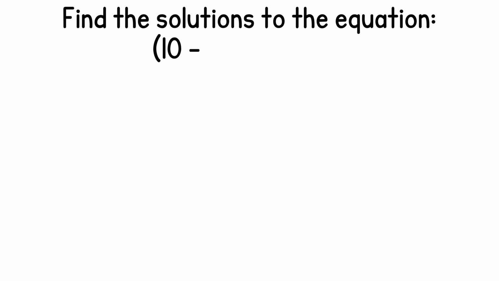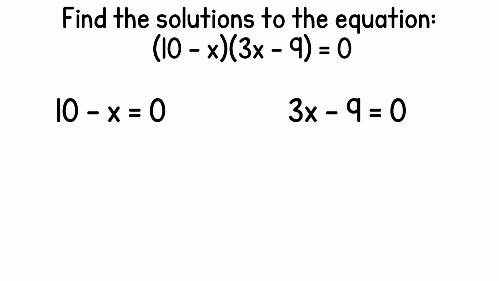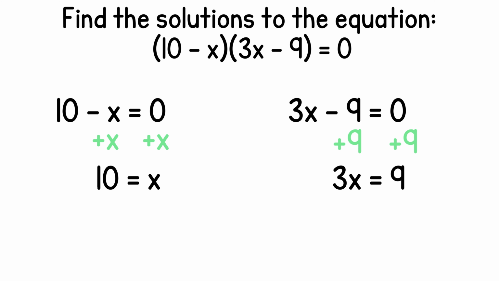Now we're going to find the solutions to this equation where (10 minus x) times (3x minus 9) equals 0. We'll set each parenthesis equal to 0 and solve. We'll start by adding x on both sides. This will allow our x to become positive by moving it to the other side. So this gives us 10 is equal to x. Now we'll add 9 to both sides on our second equation, which gives us 3x is equal to 9. Now we'll divide both sides by 3, which gives us x equals 3.